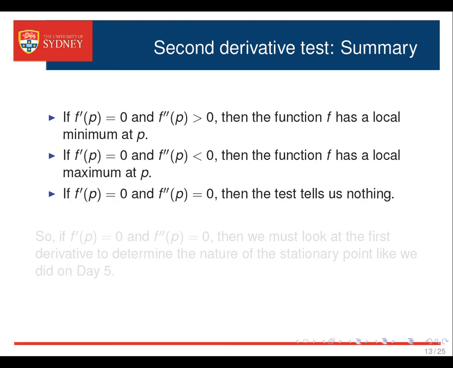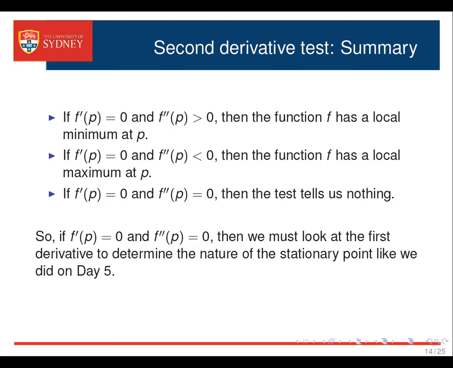So what happens if the second derivative at the stationary point is 0? Well, then we cannot tell anything from the second derivative. In that case, we can determine the nature of the stationary point as we did in Day 5. That is, by finding the gradient of the curve at the left and right of the stationary point.